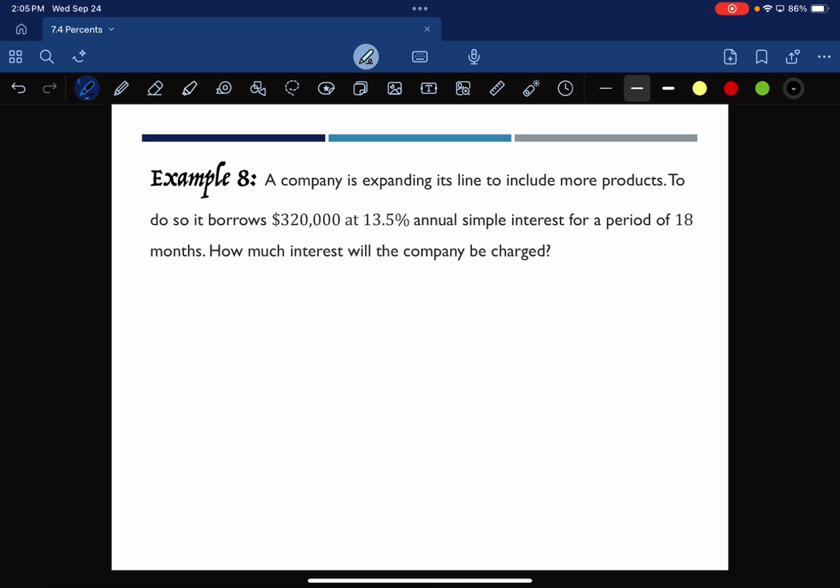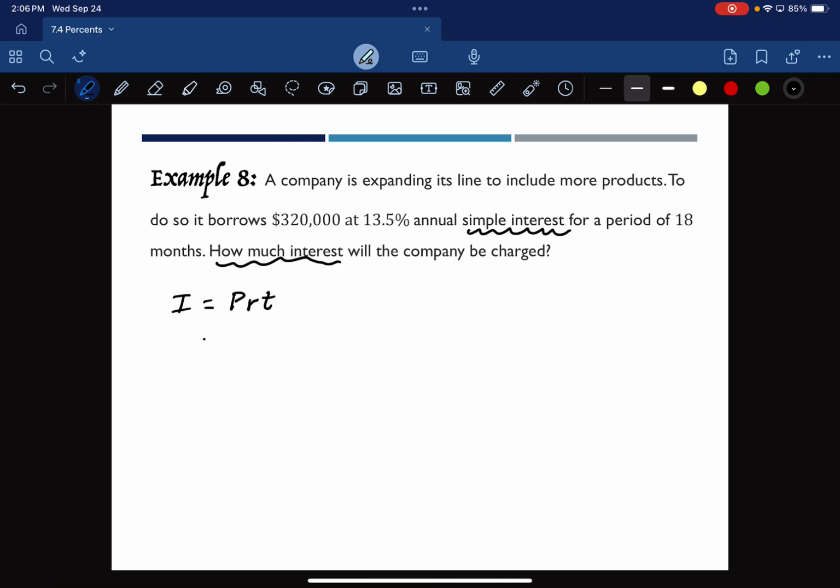So the fact that it has listed simple interest means that you're going to use one of those simple interest formulas. Specifically, it just asks how much interest. Not how much will they pay when it's all said and done, but how much interest will they be charged. And the formula for interest was the last one that we were given, which was I equals PRT. So if you're looking for just interest, which this problem is, those are the only pieces we have to find.